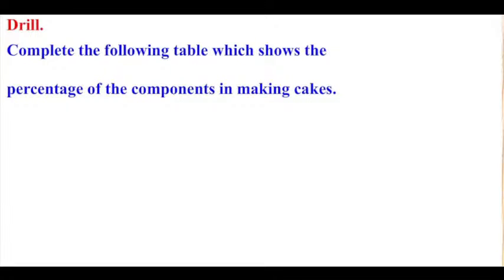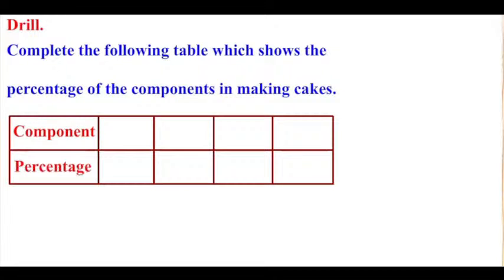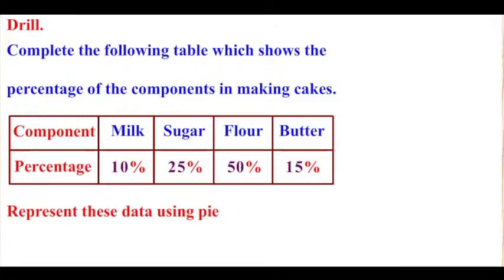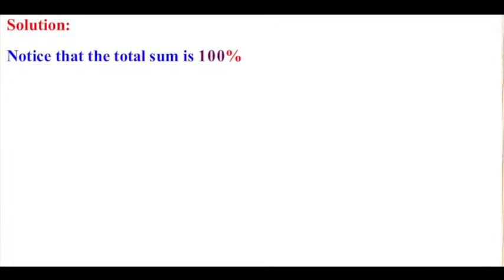Drill. Complete the following table, which shows the percentage of the components in making cakes. Component and percentage. Milk, 10%. Sugar, 25%. Flour, 50%. Butter, 15%. Represent these data using pie chart. Solution. Note that the total sum is 100%.